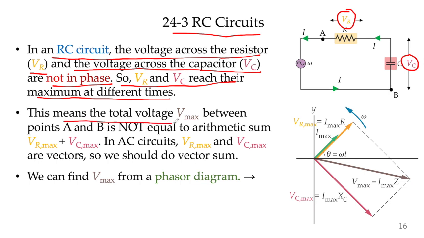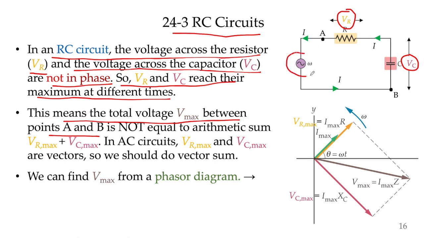This means the total voltage between points A and B, this is point A, this is point B. If this was a DC current, you would do VC plus VR, right? Because these are in series, you would just add them up. You would say VR plus VC. It will be the voltage between A and B if it was a DC circuit.